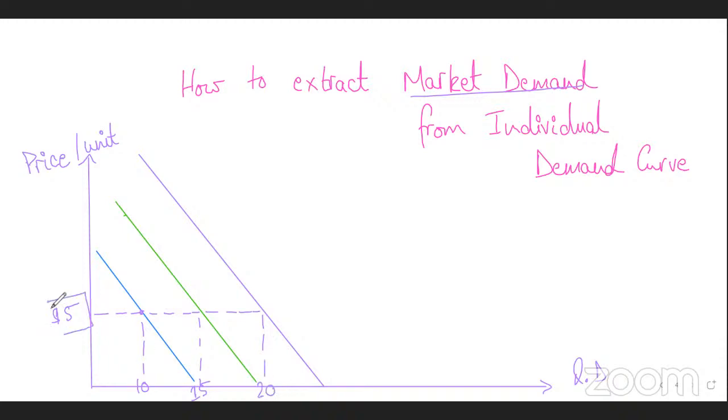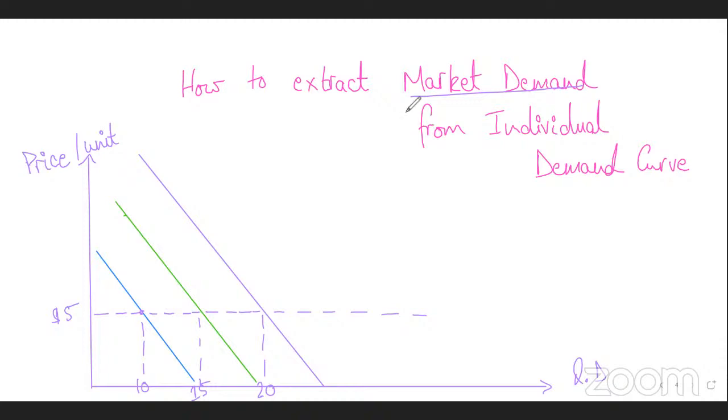So at the price of $5 per unit, consumer A, the blue demand curve, is demanding 10 units of the good. Consumer B, the green line, is demanding 15 units. And consumer C, the purple line, is demanding 20 units. Now, if the market is made of only these 3 consumers, what will be the total demand in the market? Students, are you getting what I'm trying to say? At the price of 5, how much will be the total quantity demanded in the market?